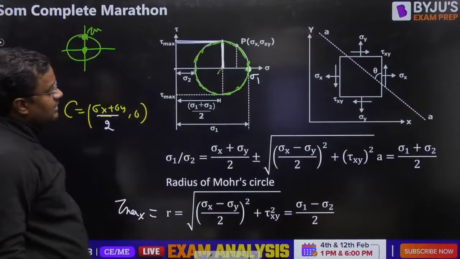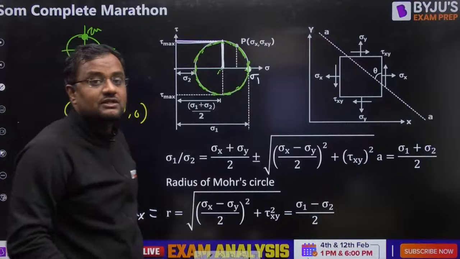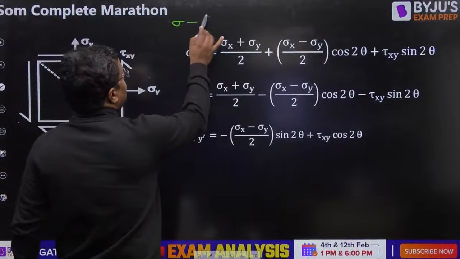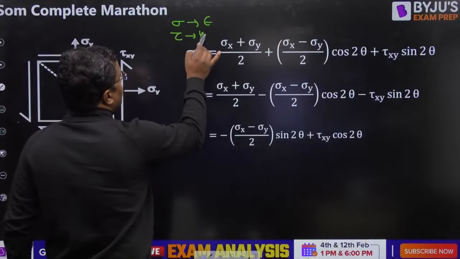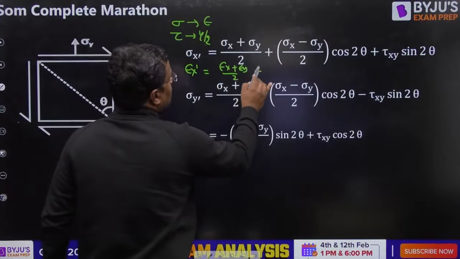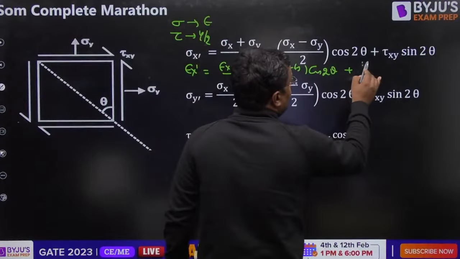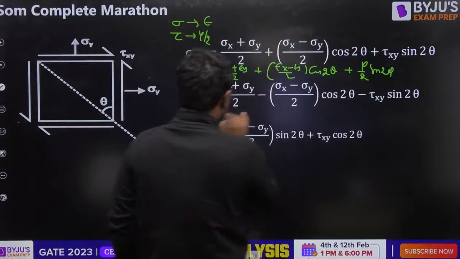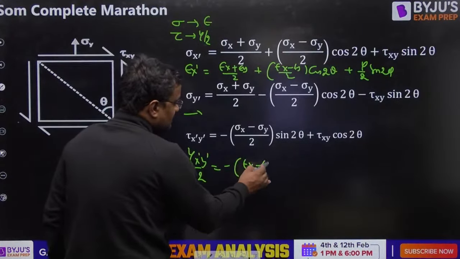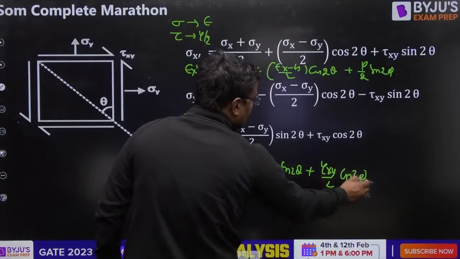Okay. Now guys, whatever the expressions of sigma, the same expressions are for strain also, but only thing is that instead of sigma you change it to epsilon, and instead of tau you change it to gamma by 2. Like here, epsilon x dash is epsilon x plus epsilon y by 2 plus epsilon x minus epsilon y by 2 cos 2 theta, instead of tau represent gamma by 2 sin 2 theta. Similarly, gamma x dash y dash by 2 is equal to minus epsilon x minus epsilon y by 2 sin 2 theta plus gamma x y by 2 cos 2 theta.